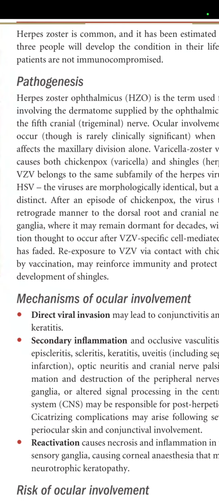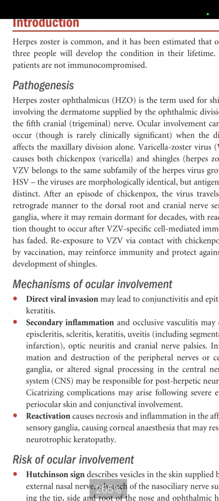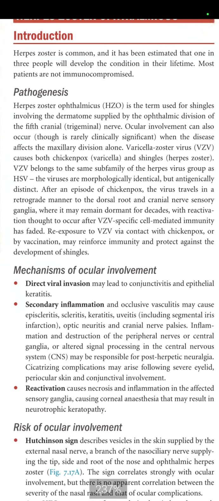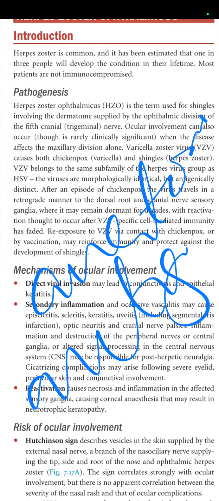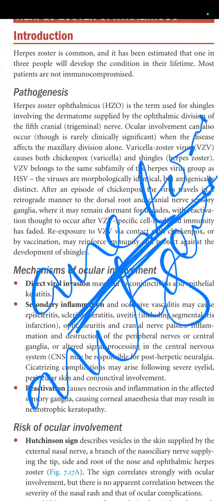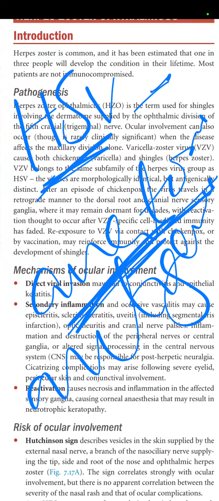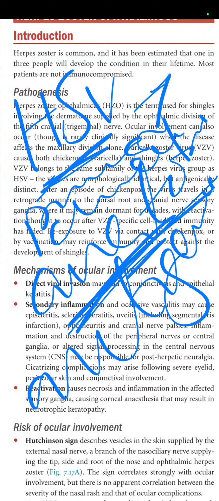Varicella zoster virus causes both chickenpox and shingles. VZV belongs to the same subfamily of the herpes virus group as HSV. The viruses are morphologically identical but antigenically distinct. So you can see that the anatomical structure is the same, but its antigenic property is different. Just remember this line, it is very important. So as I told you, when it is a primary infection, it causes chickenpox, and when it recurs, it causes shingles.